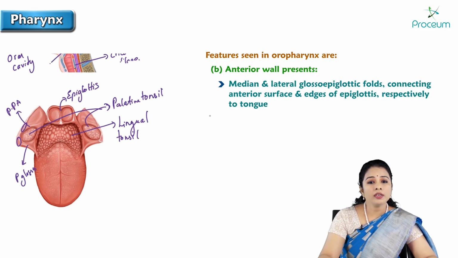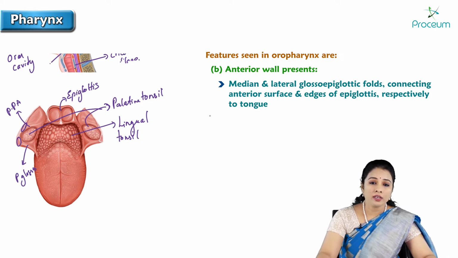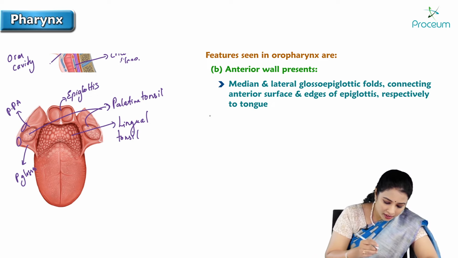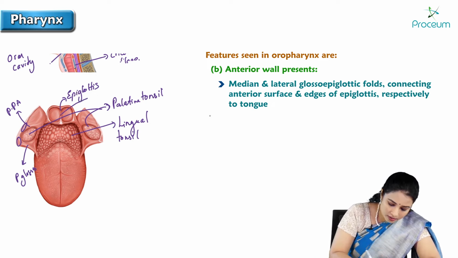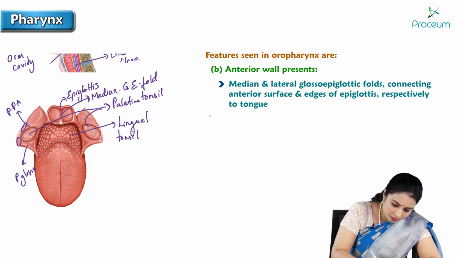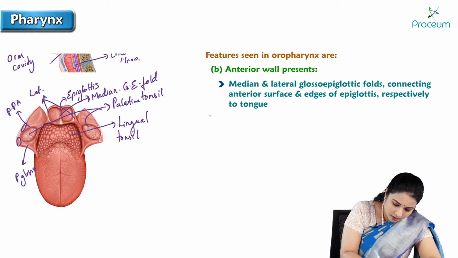And also median and lateral glossoepiglottic folds connecting the anterior surface and the edges of the epiglottis respectively to the tongue. So median is the middle one. So this fold is the median glossoepiglottic fold. And those present on either side are the lateral glossoepiglottic folds.